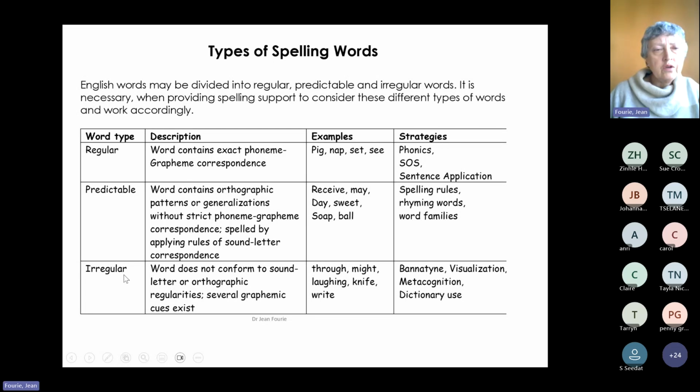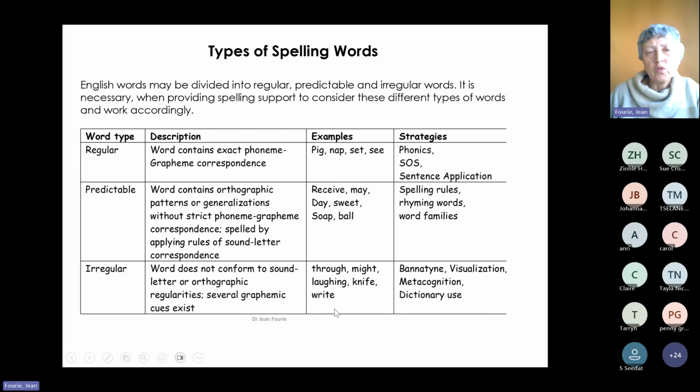So the third type of word is irregular words, and irregular words are the ones that cause most of the trouble in English, and it's useful for you to be able to spot where the irregular words are. These are not conforming to that sound letter orthography one-to-one correspondence.